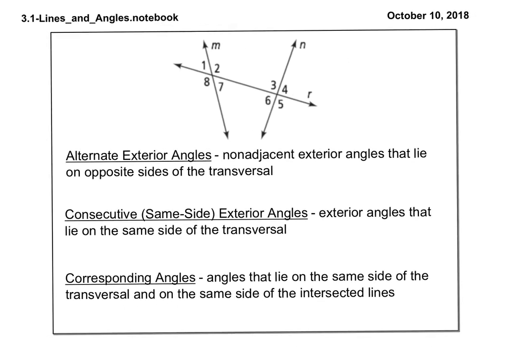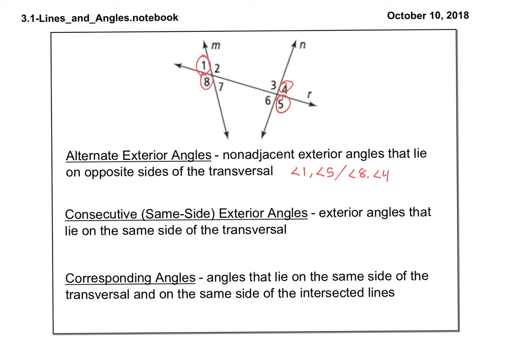Now, alternate exterior angles are angles that are on opposite sides of the transversal and are exterior. So in this picture, I'm going to be looking at these angles right here because these are my exterior angles. And angle 1 and angle 5 are one pair of alternate exterior angles, and then angle 8 and angle 4 are the other pair.